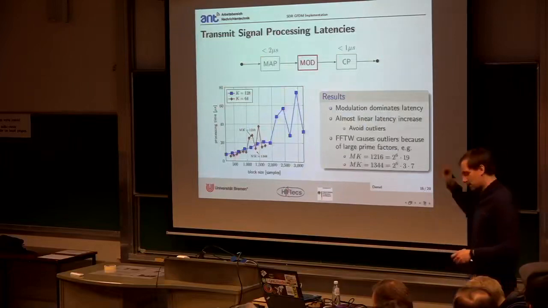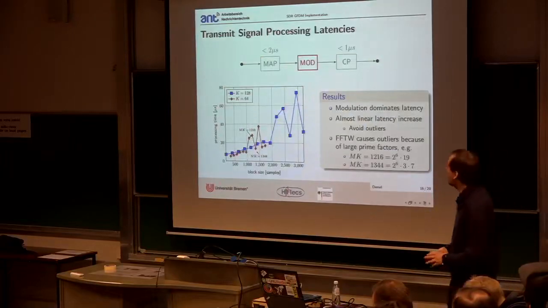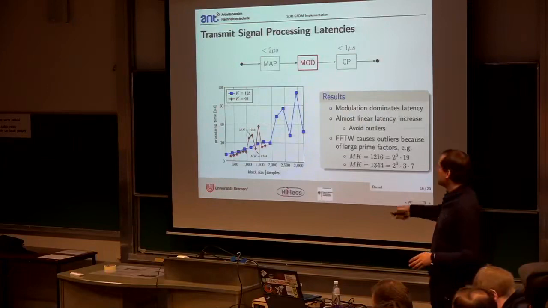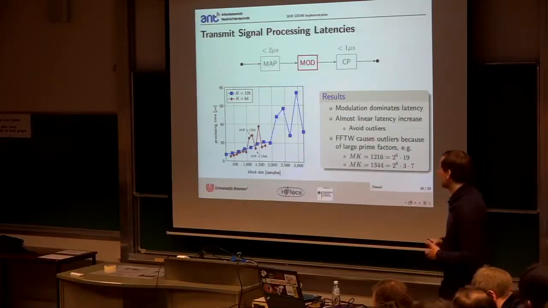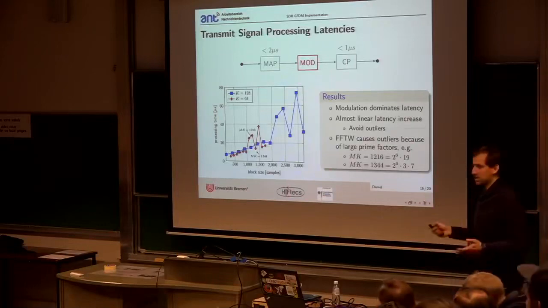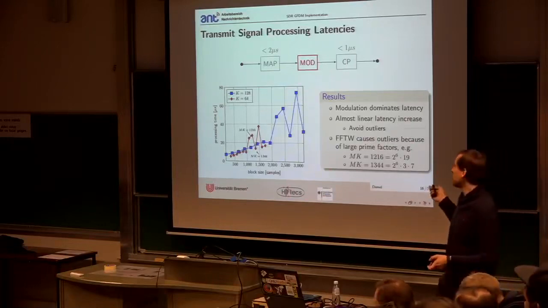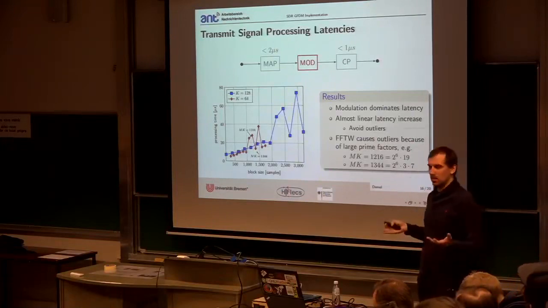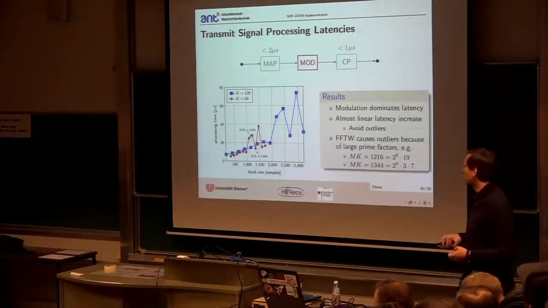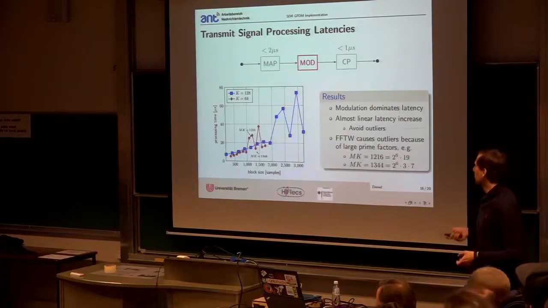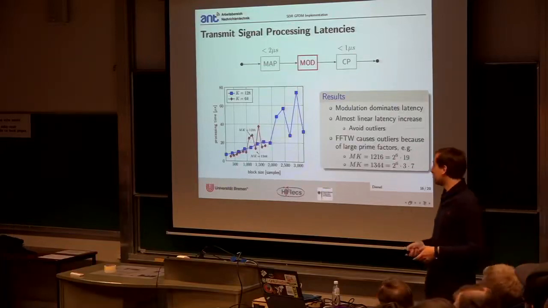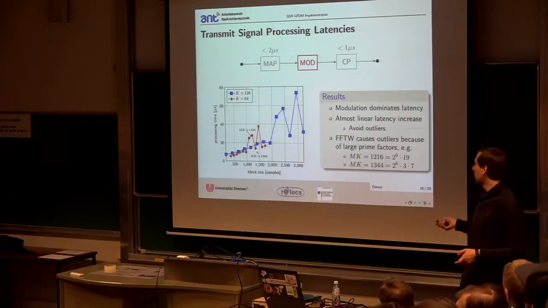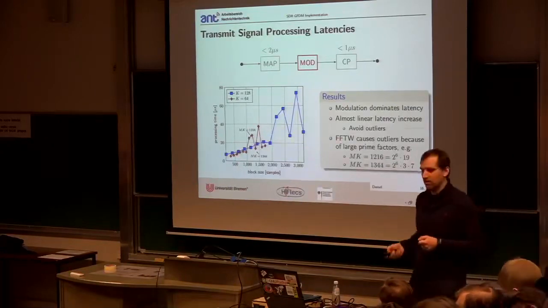Okay, so let's first look at the transmit side. We have three parts. We have a mapper, we have a modulator, and we have a cyclic prefix addition. And as you can see, resource mapping and cyclic prefix addition just don't play a role here. They are less than 1 or 2 microseconds for every frame. So the interesting part is actually the modulator.